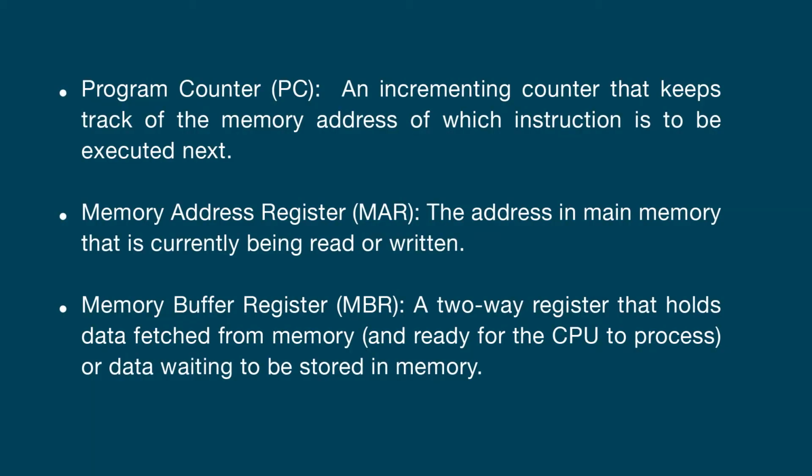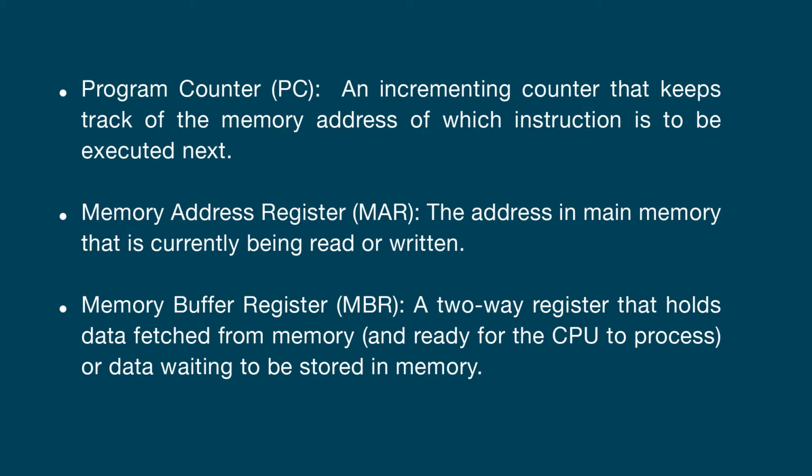Instruction cycle. An instruction cycle, also known as fetch, decode, execute cycle, is the basic operational process of a computer. This process is repeated continuously by the CPU from boot up to shutdown of computer. The circuits used in the CPU during the cycles are program counter or PC. It's an incrementing counter that keeps track of the memory address of which instruction is to be executed next. Memory address register or MAR. The address in main memory that is currently being read or written.